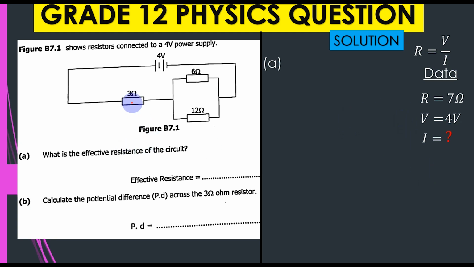First of all, we need to know the current which is passing through this before we can calculate the voltage which is going there. So we are using these values for the total circuit. Why? Because we know that they will give us the total current. So let us put a 7 there, and then V is 4 divided by current, which we don't know. So over 1 on the 7, then we cross multiply.